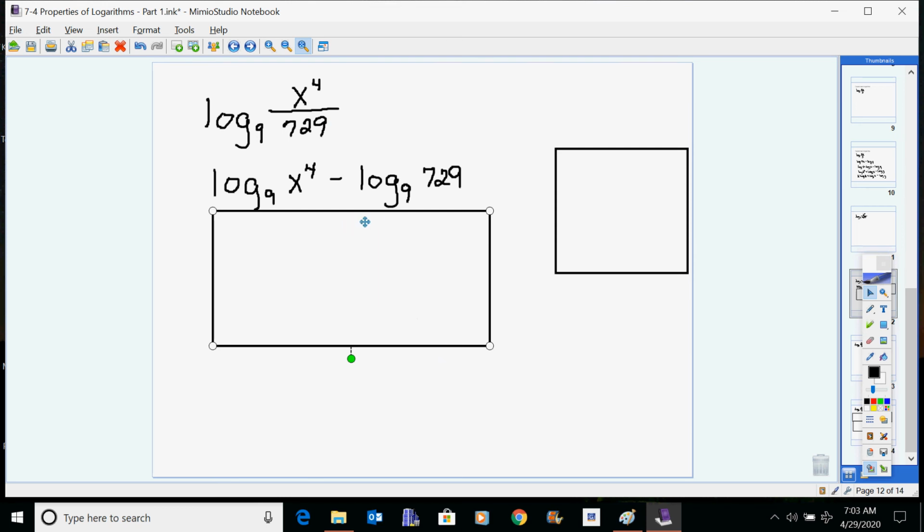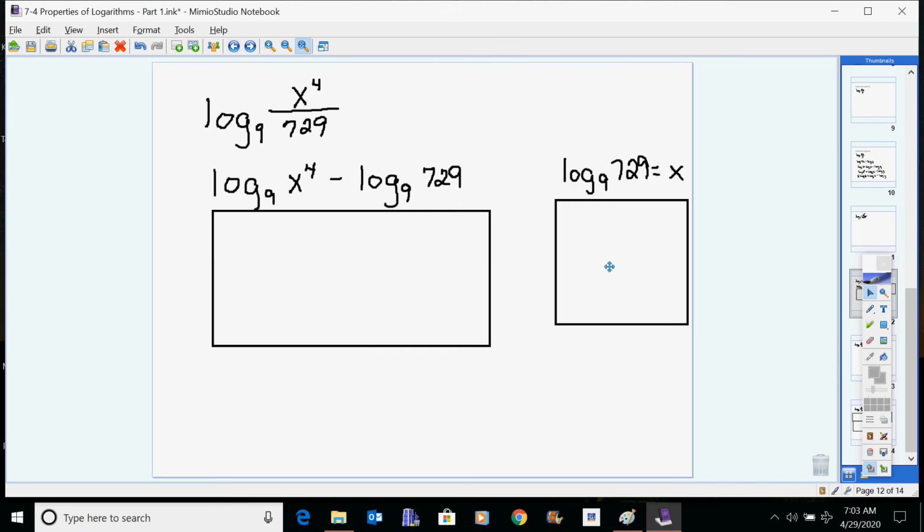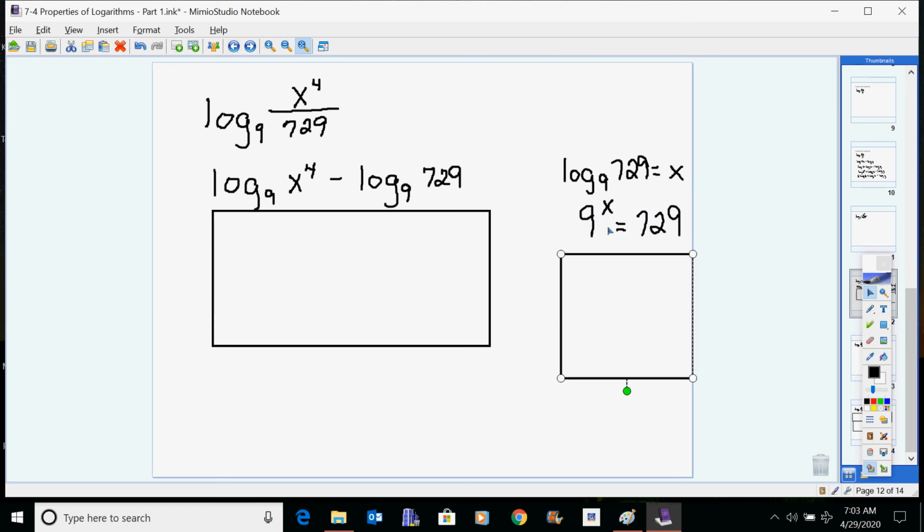Now, we have a couple things happening. One of the things is that this can be simplified. You're trying to find 9 to what power equals 729. Okay, I could have used a different variable. I could have used something different. This is not the same x as this, but just in the interest of trying to find out what this is simplified, you're trying to find 9 to what power is 729.